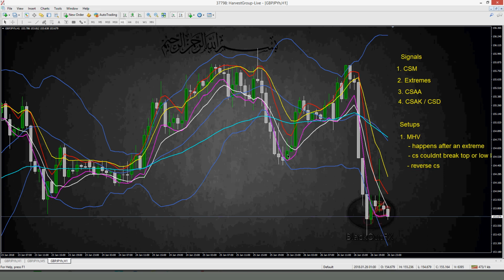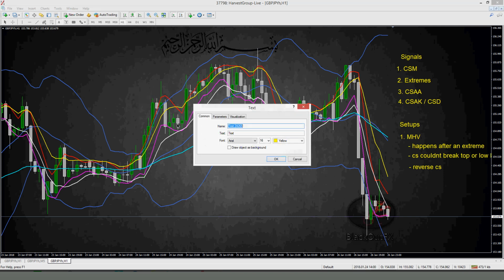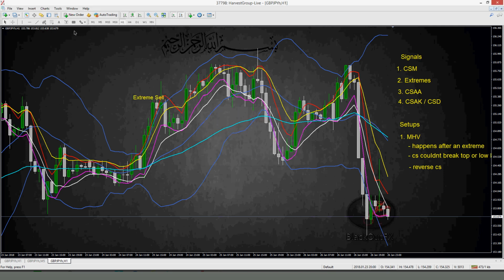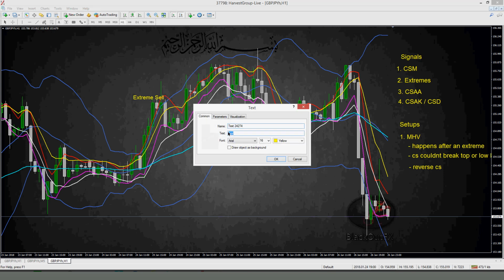Okay, so when you have these two conditions, you have the three conditions ready for you, then what you need to do is mark the highest body. Let's just take this one for instance over here. You have an extreme A. I'll just mark it over here. You have extreme sell, and then you have TP wajib.